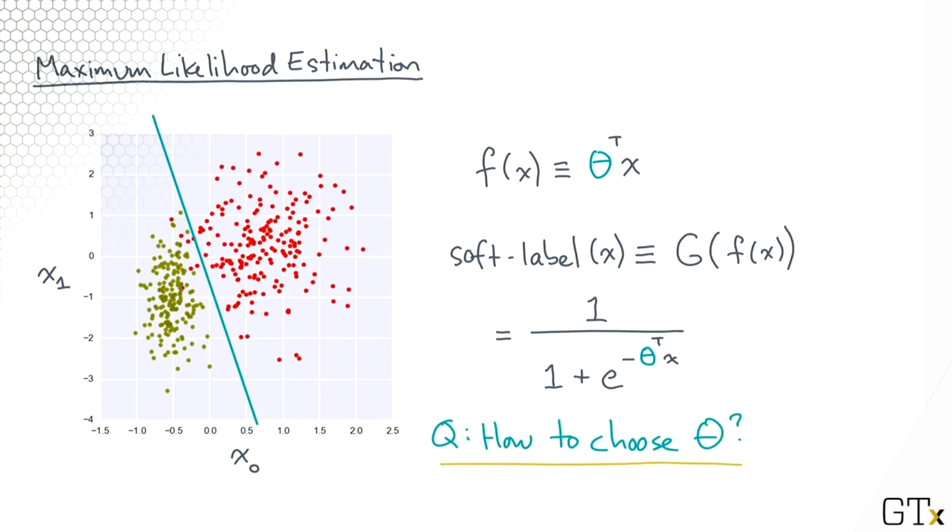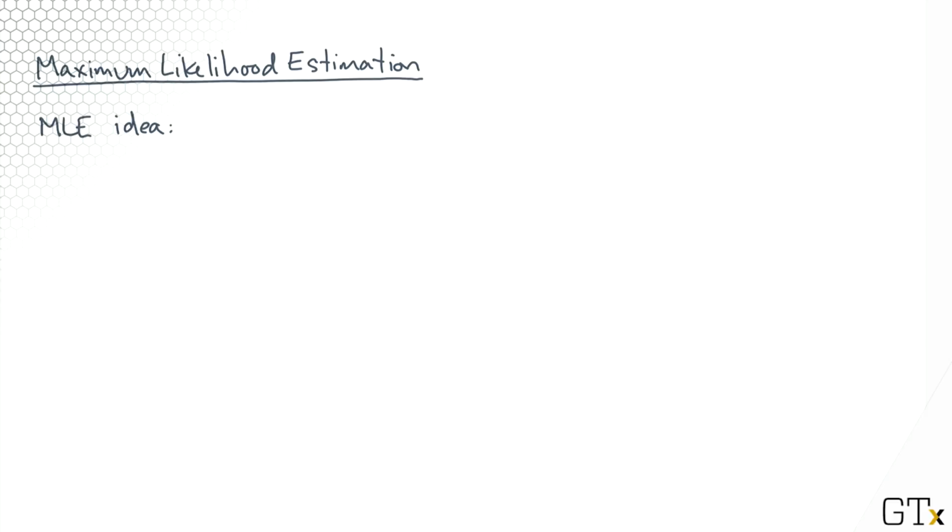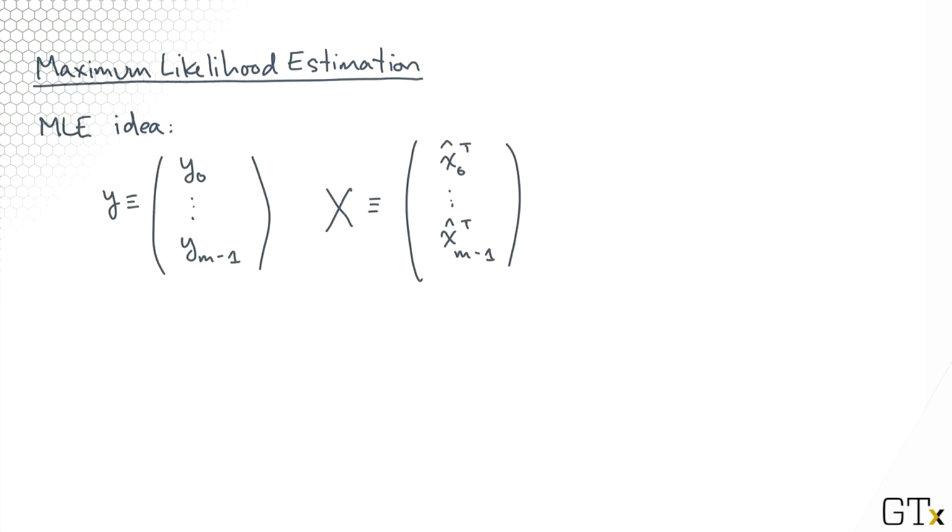The next big question is, how do you choose theta? Maximum likelihood estimation is one technique. Let's walk through the main idea. Start with the labeled data set where y is the vector of m responses or labels, and x is the corresponding data matrix of coordinates. The responses are the observed class labels. Let's take the values to be binary, either 0 or 1.